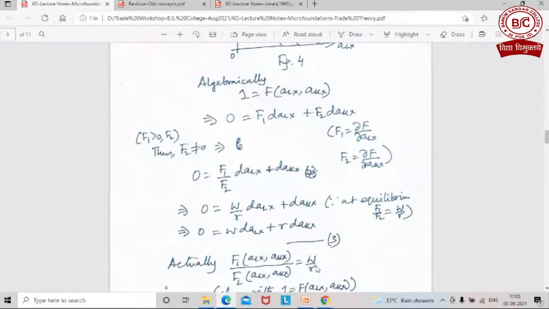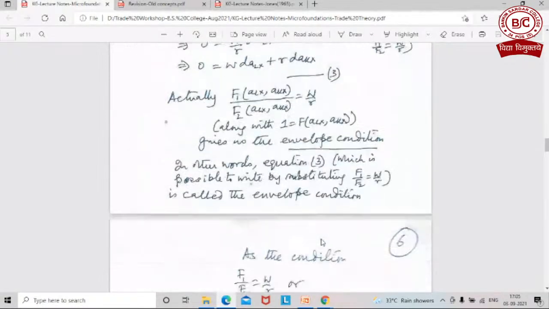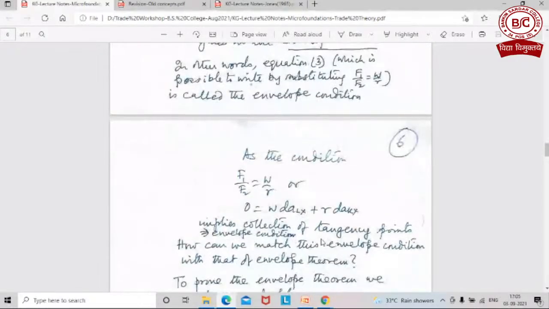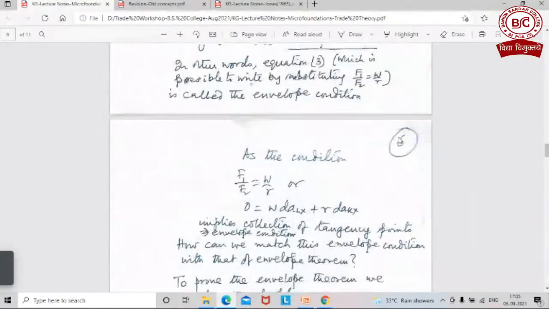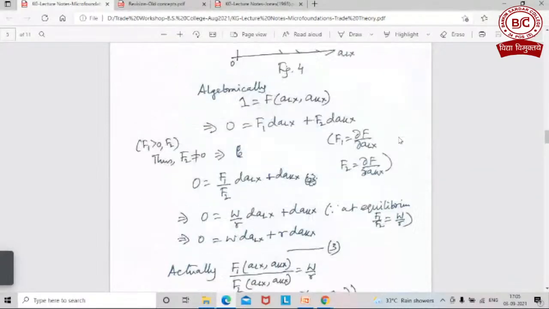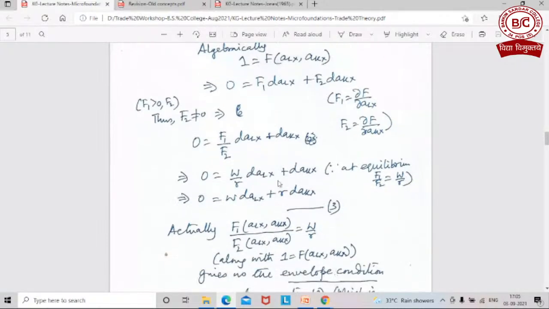But this is the main culprit. This is the main thing. This is actually your envelope condition, along with the fact that we have a unit isoquant. Now, if I solve these two, we get what? We get the envelope condition, F1 by F2. If I solve these two, I will show you just after this, we get a collection of tangency conditions, and we can write it as W dALX plus R dAKX. But still the doubt is not clear, because I have tried to justify this W dALX plus R dAKX, but I have not reconciled this with the envelope condition.